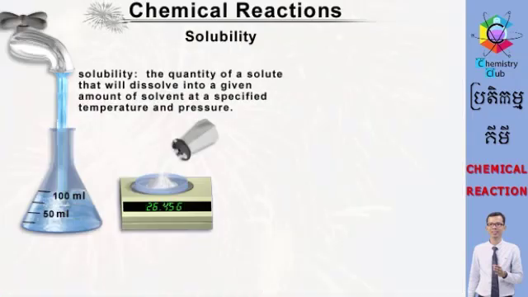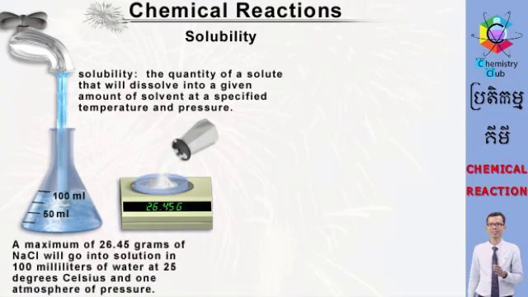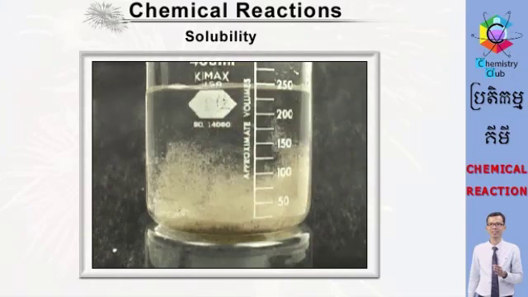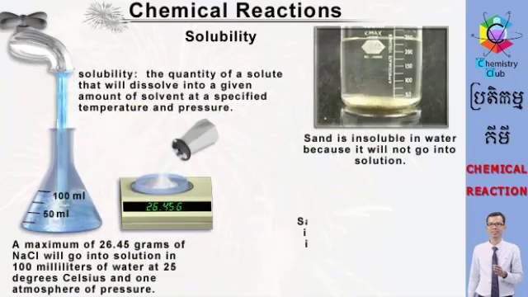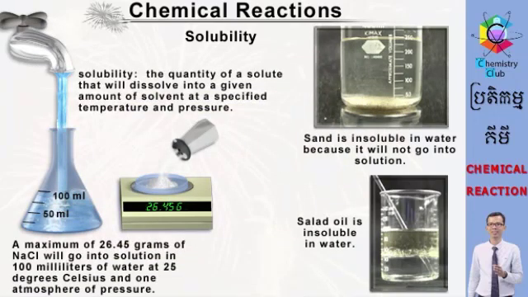The measure of the amount of a substance that goes into solution is called its solubility. Solubility differs for each combination of solvent and solute and also varies with increasing temperature. If a substance such as sand will not go into solution, it is termed insoluble. Salad oil is insoluble in water, which is demonstrated by the fact that the two liquids do not mix and the oil floats on the water's surface.